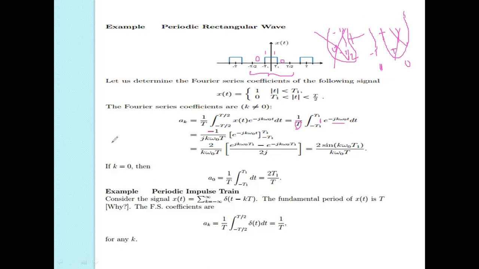See, something went wrong here. So a of k is equal to, we got minus 1 by j k omega naught T, multiplied with the upper limit e power minus j k omega naught T1, minus the lower limit, e power, here the minus and here also the minus, minus into minus is a plus, j k omega naught T1.